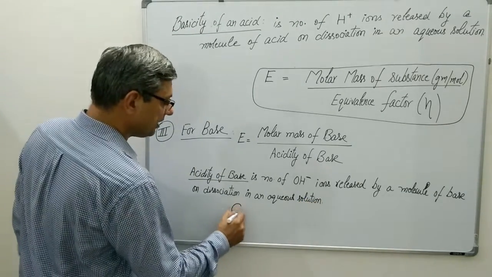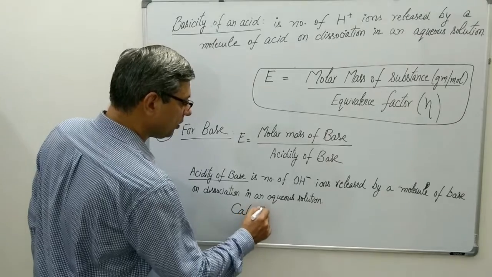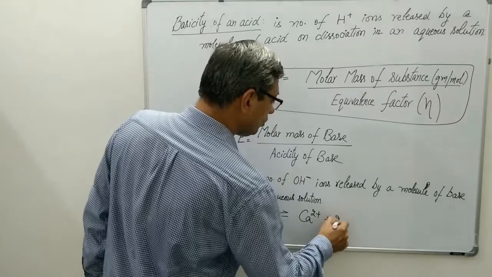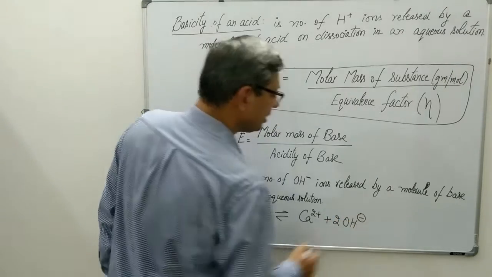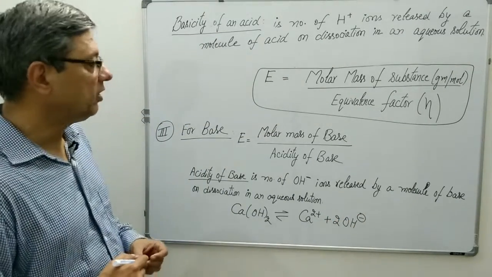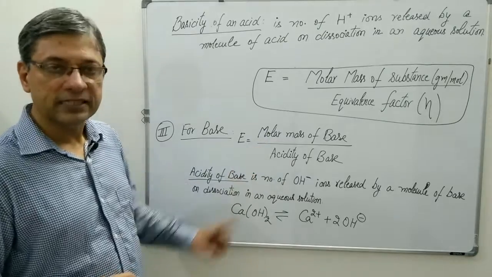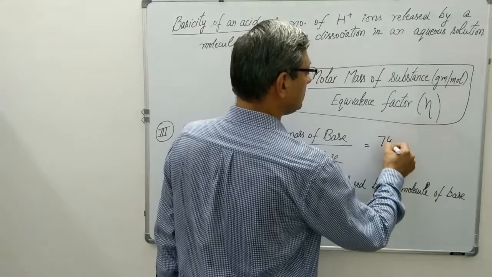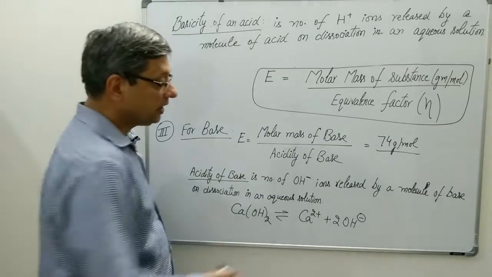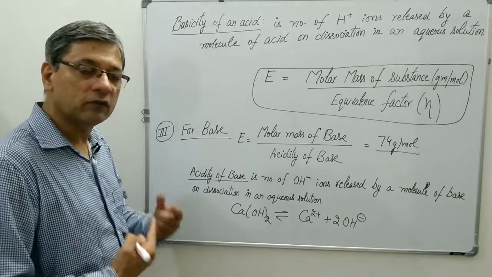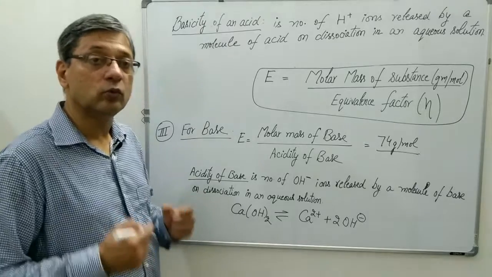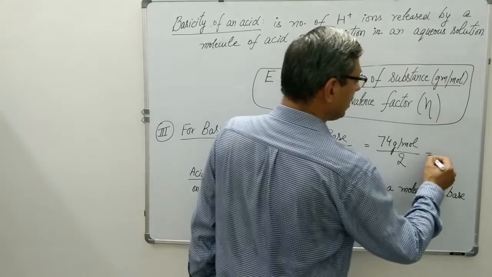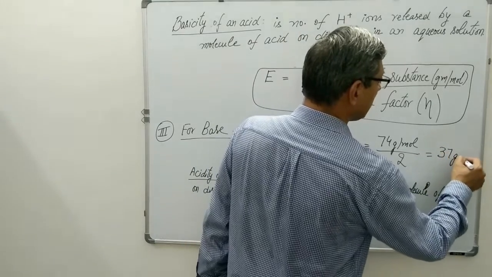For example, calcium hydroxide. Calcium hydroxide is a base. Its formula is Ca(OH)2, and it dissociates into calcium ions plus 2 hydroxide ions. For calculating the equivalent mass of calcium hydroxide, the formula will be molar mass upon acidity. The molar mass of calcium hydroxide is 74 gram per mole. The acidity of calcium hydroxide will be 2 because one molecule of calcium hydroxide releases 2 hydroxide ions in the aqueous solution. Dividing by 2, the equivalent mass will be equal to 37 grams.